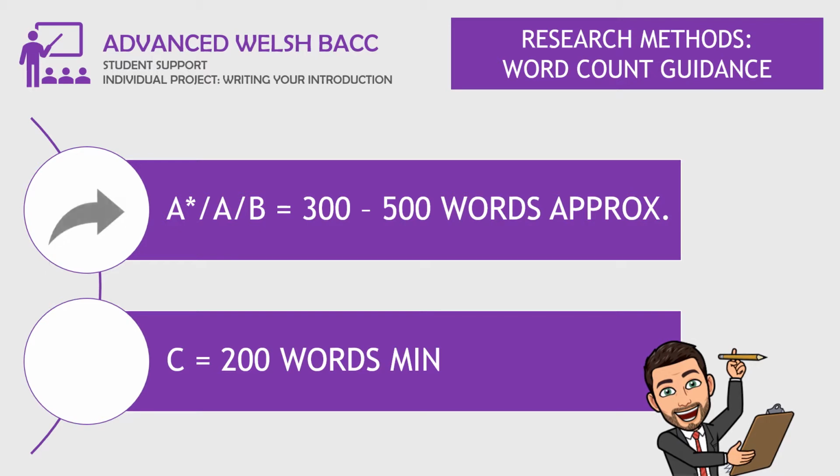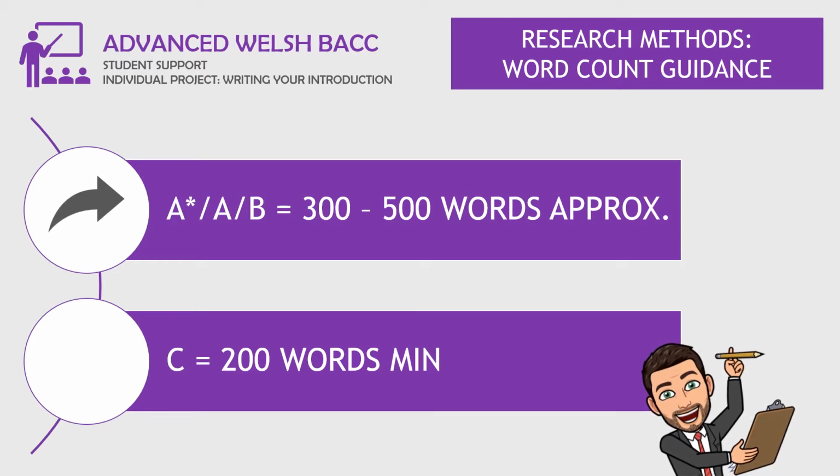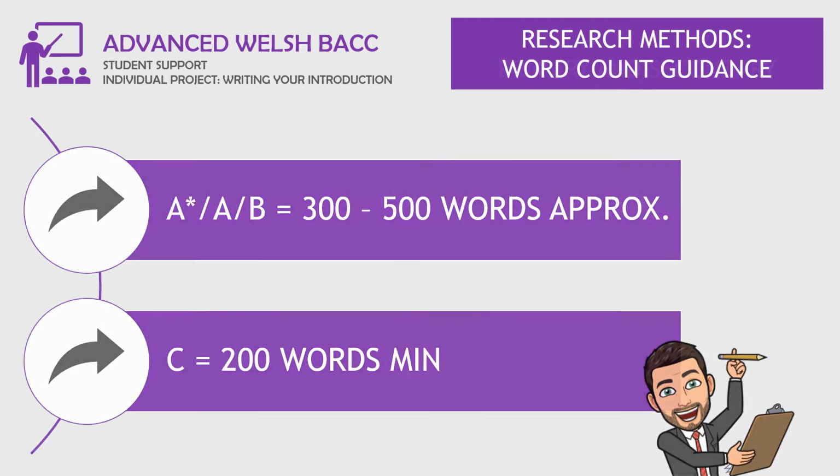Now, with all word count guidance, it is dependent on the quality of the writing, not just the word count. But as a guide, an A star to a B, you need to be hitting the 300 minimum words for the research methods with a maximum of 500. You can go over that, but obviously if you do go over it, it starts impacting on the other elements of your project in regards to word count. As a guide then, to get a C or to hit that C level, you need 200 words minimum for your research methods.